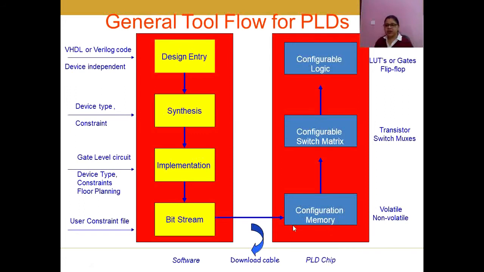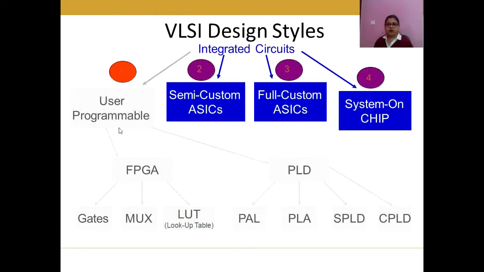Once mapped with the PLD chip, it comes to the configurable memory, then the configurable switch matrix, like what configuration or programming needs to be done, what connections are required. On that basis, the transistors, switches or multiplexers are programmed. Then the configurable logic, LUTs or gates, flip-flops, are programmed. So this is the user programmable, the first category of integrated circuits, FPGA and PLDs, which we have completed. Now we will discuss the semi-custom ASICs.